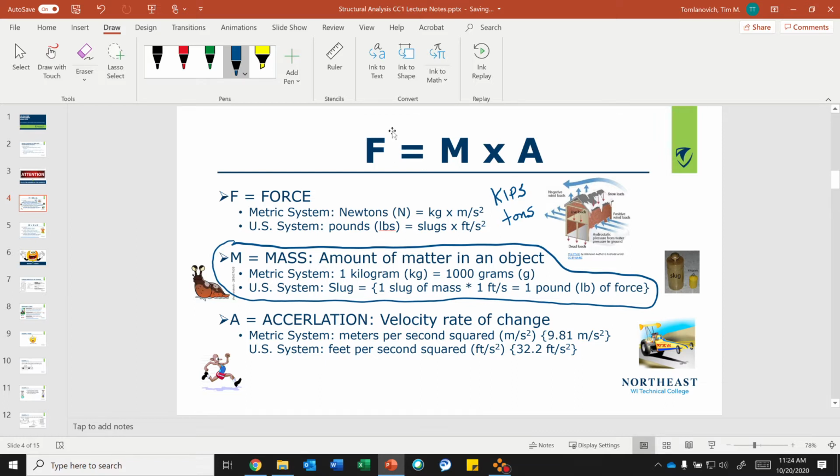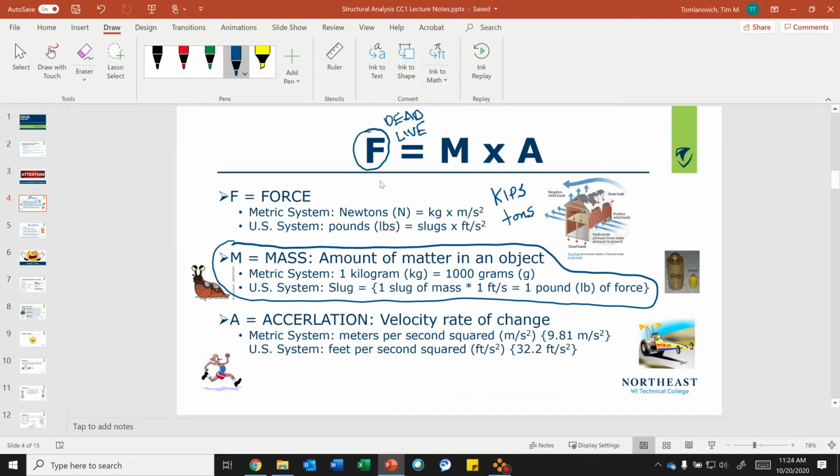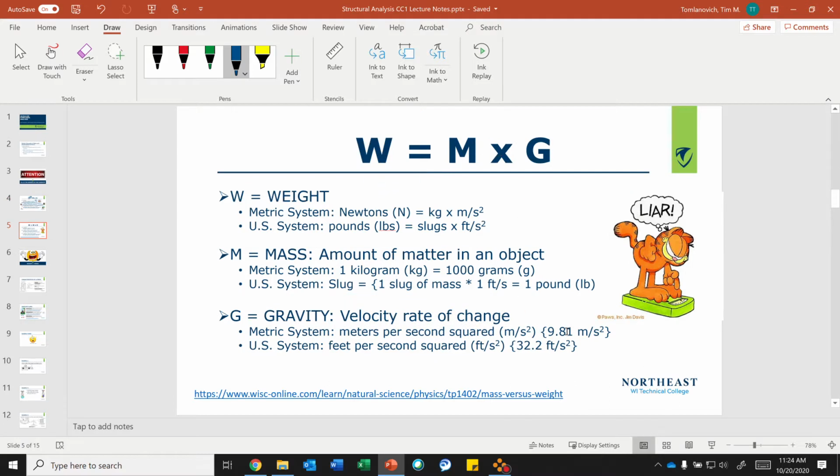And your force, this is what we're going to be dealing with basically the 2 semesters with me, forces. So we have dead loads, we have live loads. Typically your dead loads are your weights of materials, live loads are people, wind loads, snow loads, rain loads, etc. That's why I'm introducing you to this. Weight is the same as force. Weight is mass times gravity.